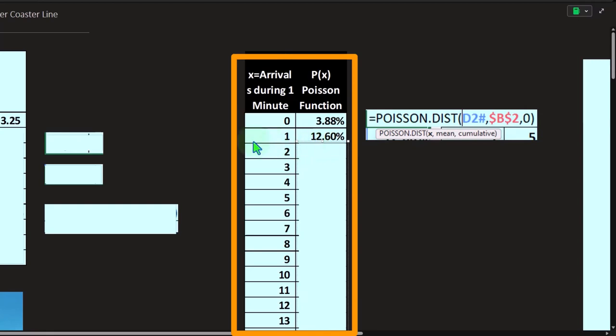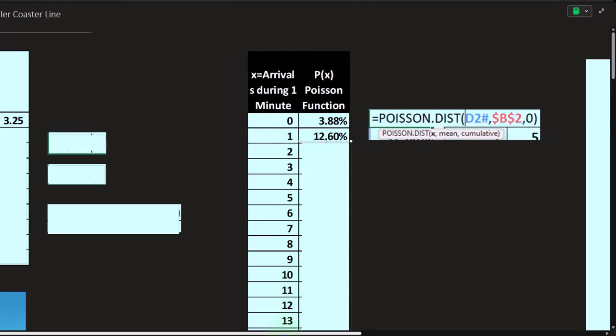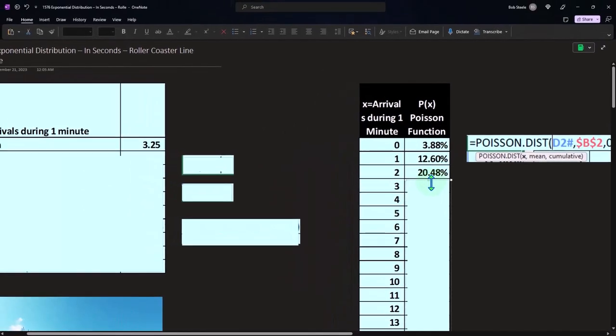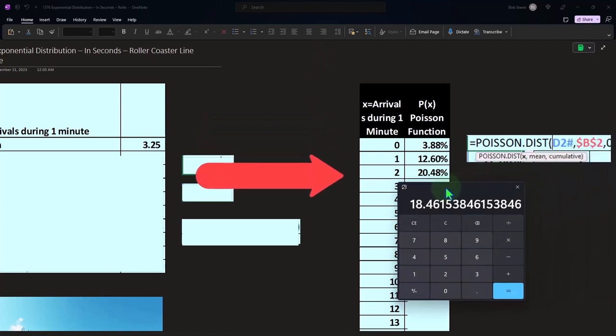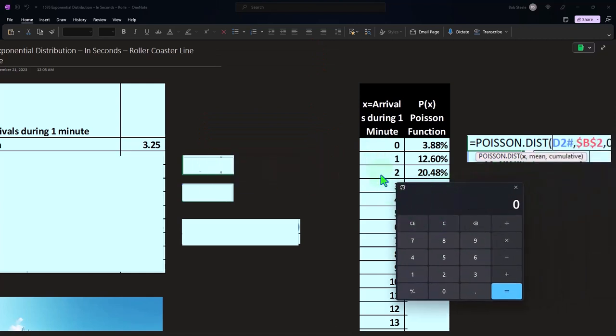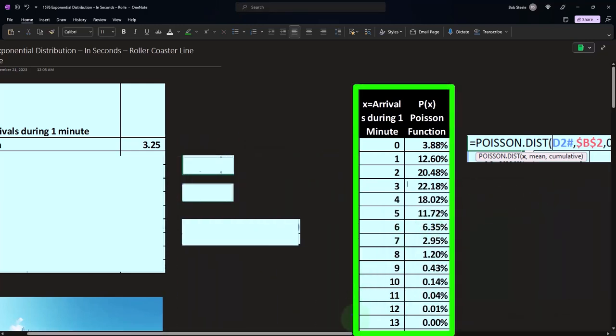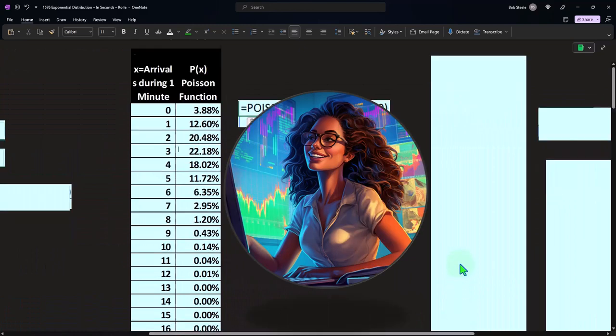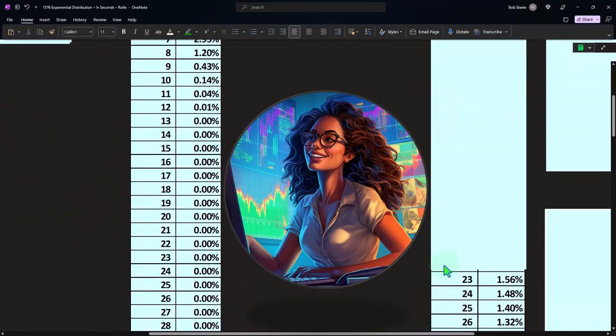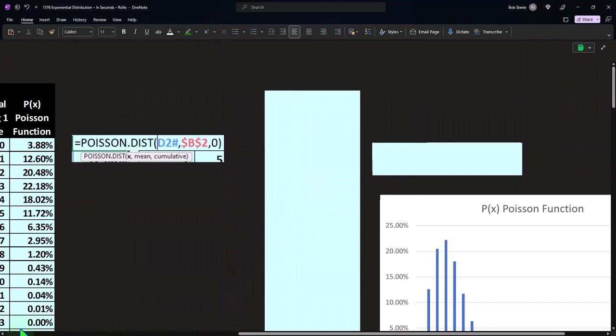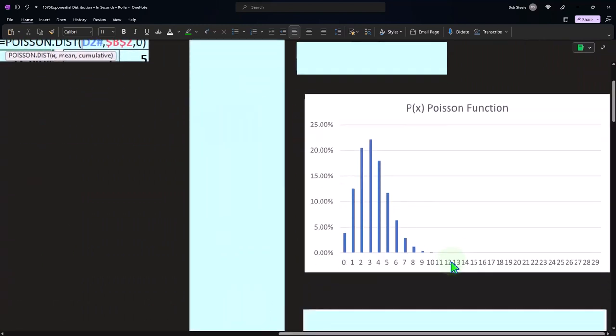What's the likelihood that one person shows up in the 1 minute time frame? The 12.6. What's the likelihood that two people show up? The 12.48. If I wanted to know the likelihood of having 0 to 3 people show up within the 1 minute time, I can then say 3.88 plus 12.6 plus 20.48, and so on. So we looked at that in a similar presentation in our prior practice problems. And the curve would look something like this. So here's our Poisson curve.